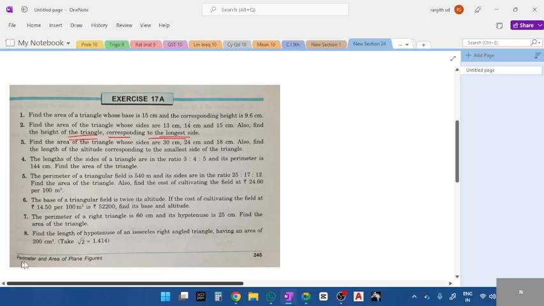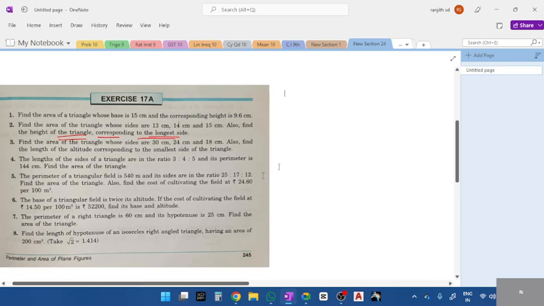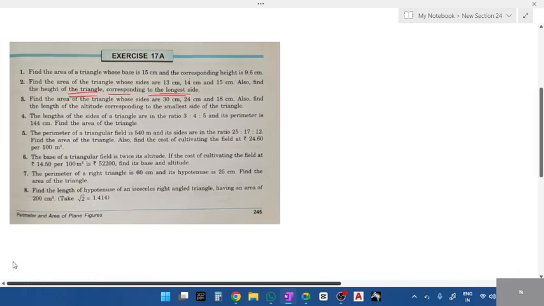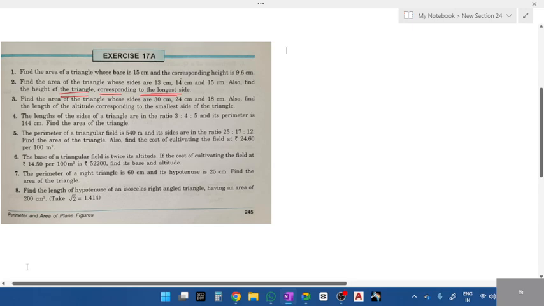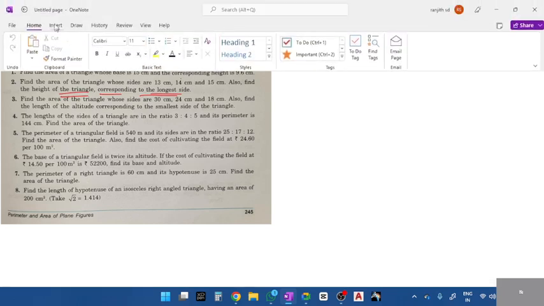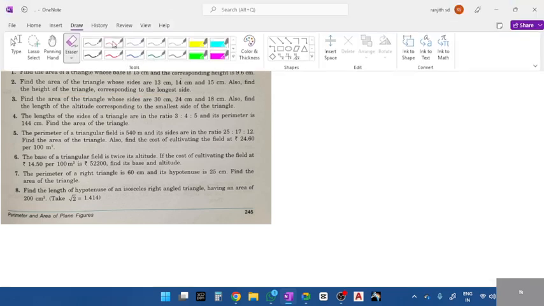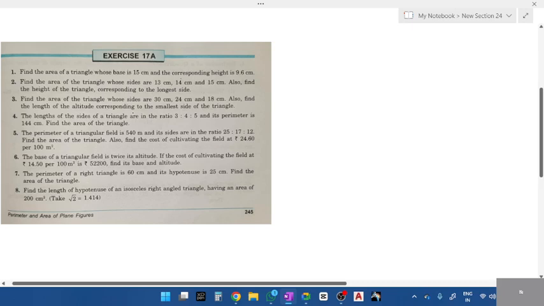Which question are we on? Third question. Tell me which triangle, students. All of you read the third question and tell me which triangle is this: isosceles, equilateral, or scalene? Scalene. Same as what we did yesterday. I should have given this for homework. I forgot. Same as what we did yesterday, right?